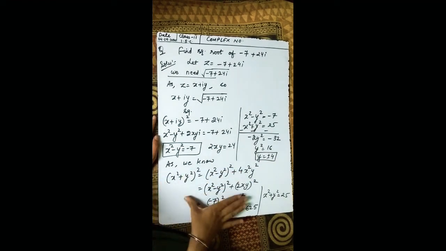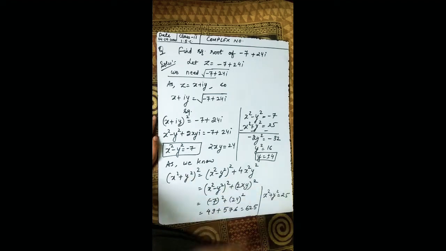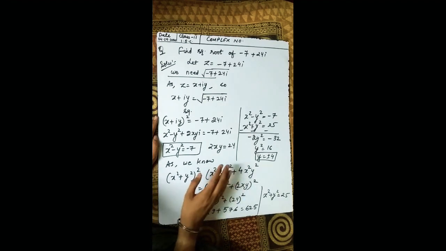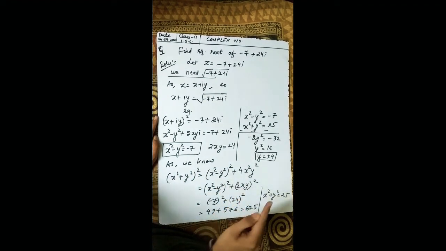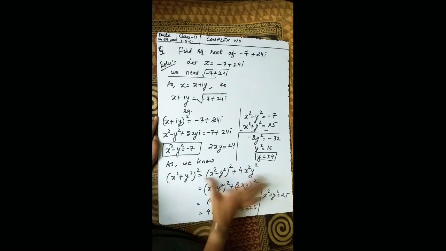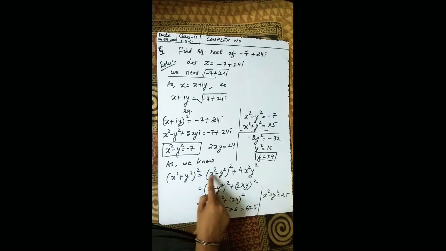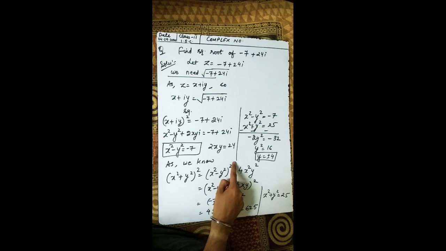Now see, this is somewhat of a twist in the question which you have to remember and use in each and every question. As we know, if I ask you what will be x square plus y square the whole square, you will tell me x square whole square plus y square whole square plus 2 x square y square. But I'm trying to write it in such a way: x square plus y square the whole square is equal to x square minus y square the whole square plus 4 x square y square.